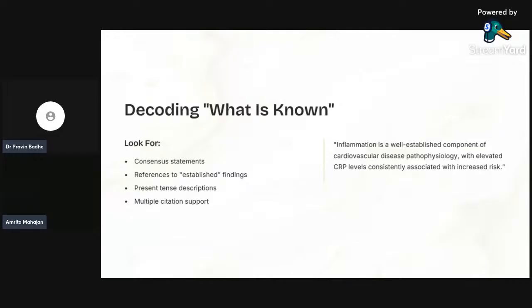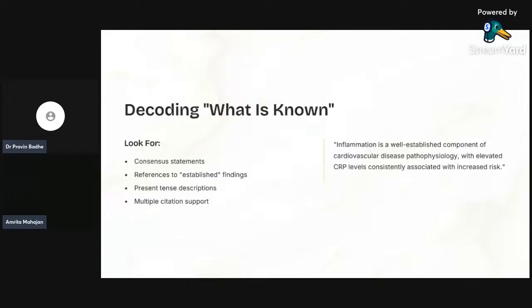And then research gaps, how to critically analyze that. It is the most crucial part of the abstract, as it justifies the need for the new study. Words like "however", "little is known about", "previously", or "whether" can be assessed as the research gap. And then come the present tense descriptions and multiple citation support as well.